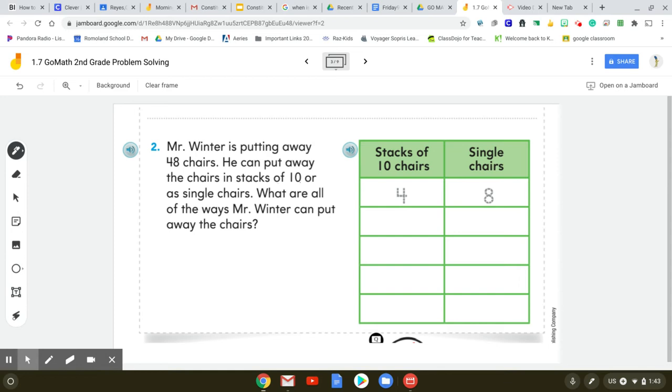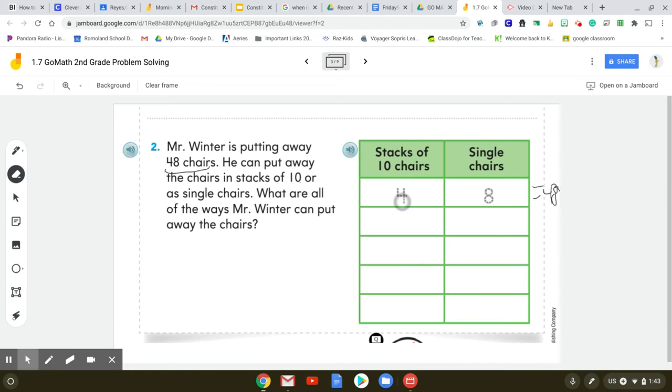Okay, so we're going to read it one more time. Mr. Winter is putting away 48 chairs. So that's our number. Everything has to equal 48 over here. Okay. He can do stacks of 10 or a single. Here they started it for us. So here is our first 4 stacks of 4 tens. I don't like that 4. I'm going to erase it.